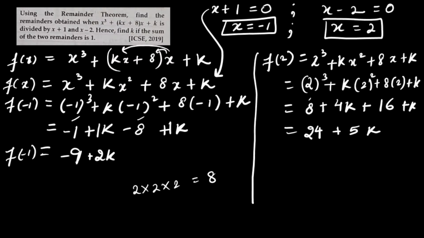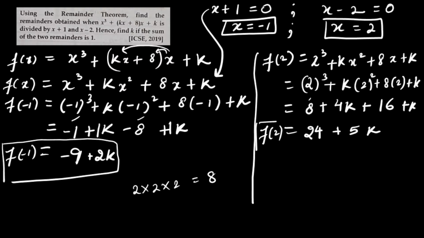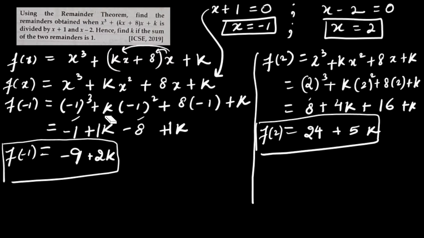So both the remainders we have found: f of 2 and f of minus 1. So the first part of the question is done. We found the remainders. Remainders means we just substitute that value of x, and whatever answer we get, that is the remainder.